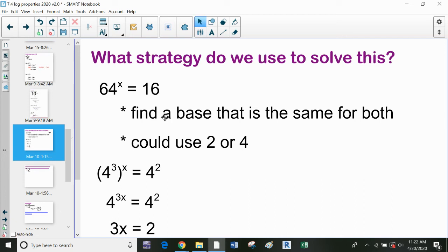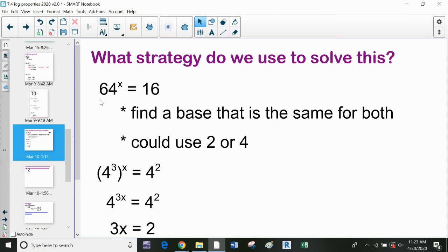First way I like to try is to find a base that is the same for both sides of the equation. Think about 64 and 16. Do they share a base? Well, you could use 2, because 2 times 2 times 2 times 2 times 2 times 2 is 64. 2 to the 6th is 64. And 2 to the 4th is 16. We played with this a little bit when we were doing exponent stuff in chapter 6. I like to use 4 because it's a bigger number, less work. We just played with this a little bit earlier in this presentation. 4 cubed is 64 and 4 squared is 16. I think we've seen both of those.